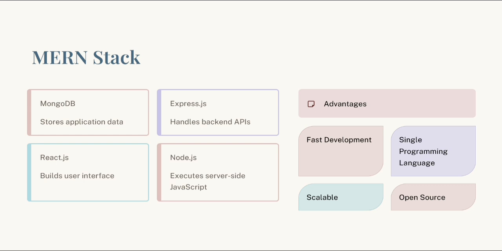MERN stands for MongoDB, Express.js, React.js, and Node.js. MongoDB stores the application data. Express.js provides backend routing and API development. React.js creates a responsive and interactive user interface. Node.js executes JavaScript on the server side. One of the major advantages of the MERN stack is that JavaScript is used throughout the application, making development faster and easier.